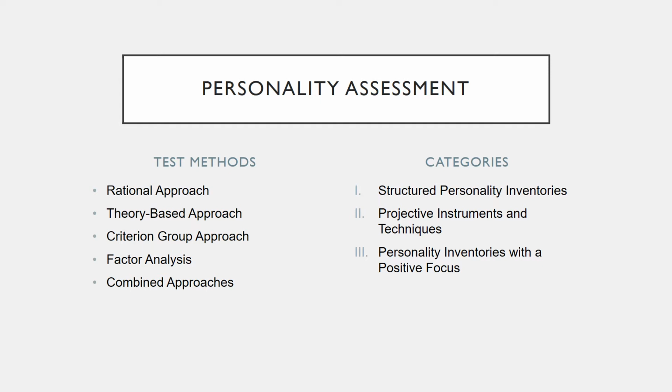When we're looking at actual personality inventories, they really fall into one of three categories. There are structured personality inventories, and there are projective instruments and techniques, which are a type of assessment like that inkblot test or Thematic Apperception Test, where it's the projection of the individual that puts meaning in the traits to the assessment, and not necessarily having a set list of things to start with. And then there are personality inventories that have a more positive focus and are not necessarily focused on aspects of clinical deficiency or maybe even DSM criteria. We'll take a look at all three of these categories a little bit more.